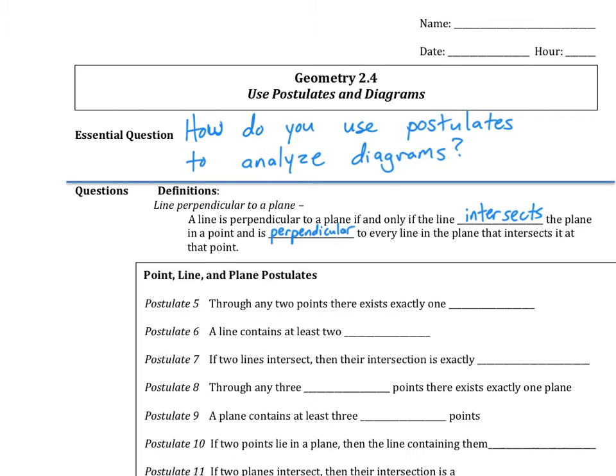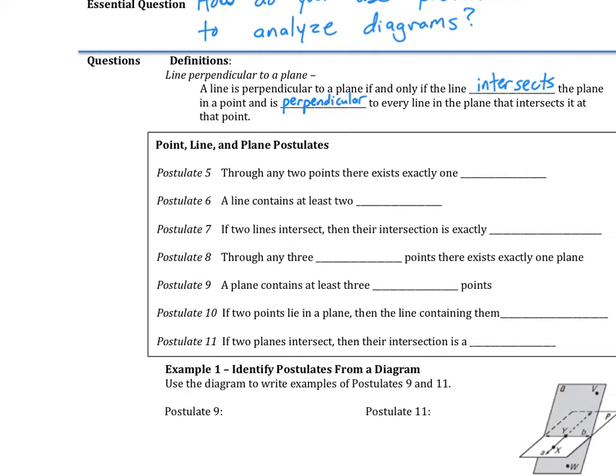So some postulates, postulate 5. And you don't have to memorize these. If this comes up on a homework question, feel free to look them up. You don't have to memorize what these numbers are. Postulate 5 says that through any 2 points, there exists exactly one line. You should know that if there's 2 points, there's exactly one line, but you don't have to know that that's postulate number 5. Postulate 6 says a line contains at least 2 points.